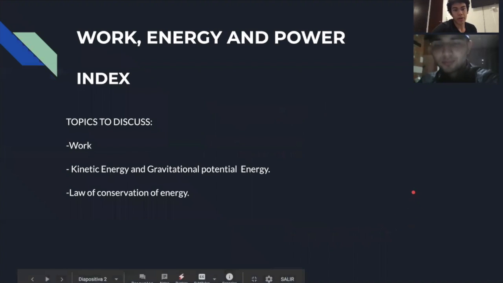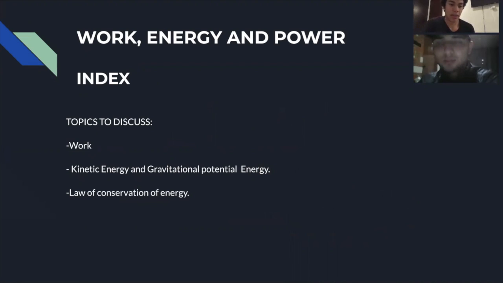So here we have the index. We're going to discuss some topics, which are work, kinetic energy, and gravitational potential energy. And last but not least, the law of conservation of energy. About all these topics, we're going to give a brief explanation, and then we're going to see a problem and how to solve it. So let's get started.